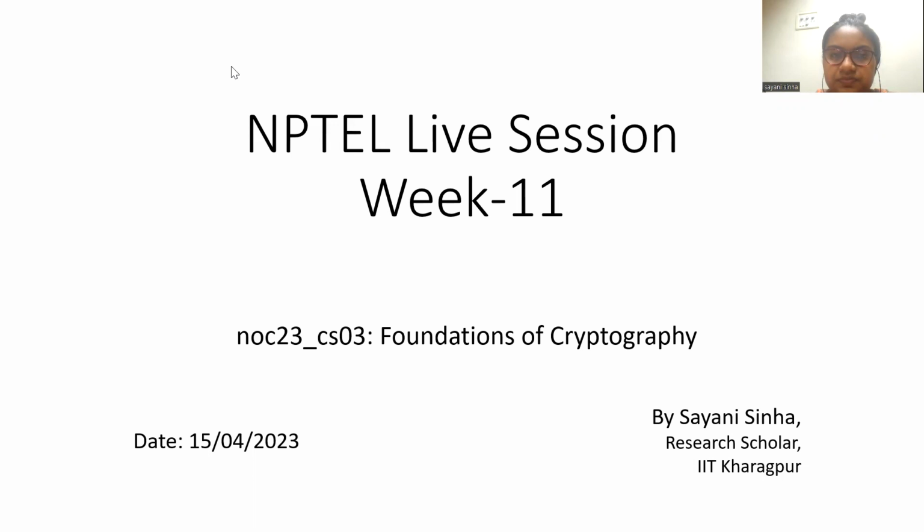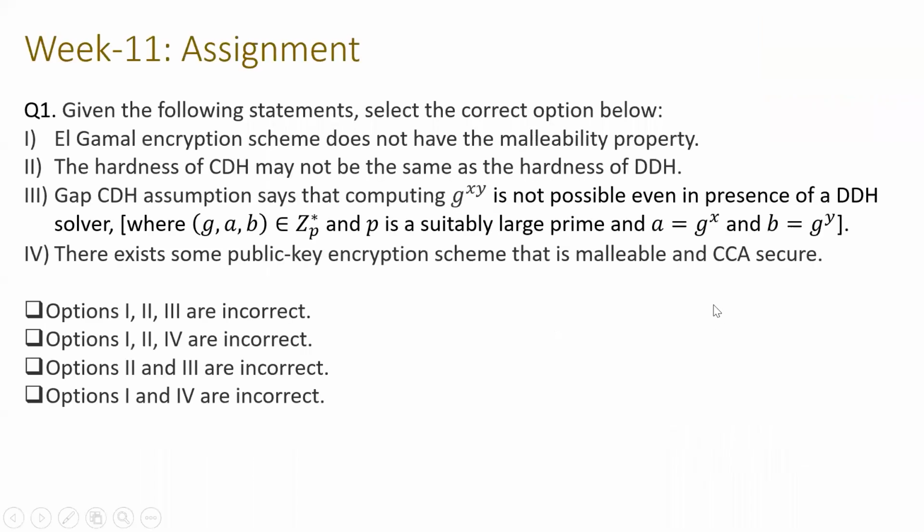To start with, we will discuss last week's questions. Those are posted on the NPTEL website. Let me proceed. The first question in the assignment was: given the following statements, select the correct options below. ElGamal encryption scheme does not have the malleability property. This is not correct actually. ElGamal encryption scheme has the malleability property.